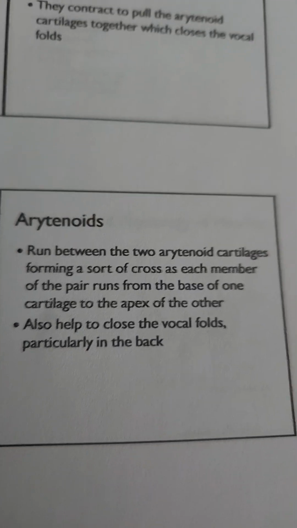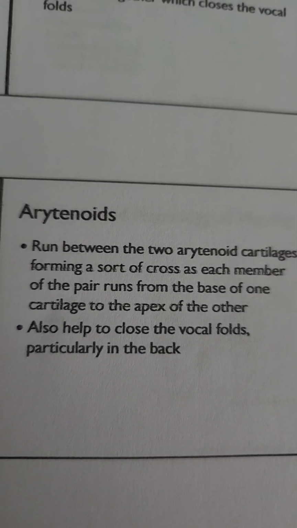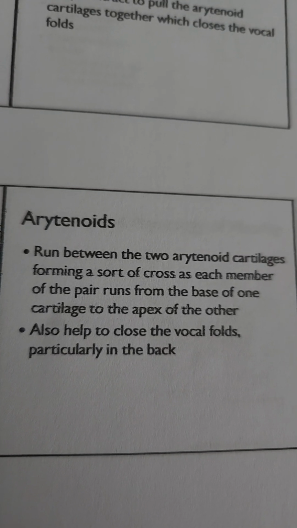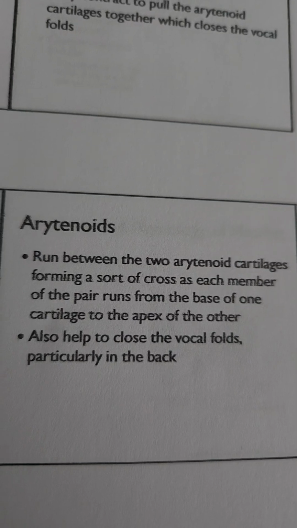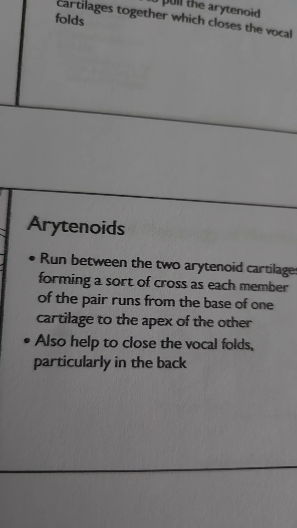The arytenoids run between the two arytenoid cartilages, forming a sort of cross as each member of the pair runs from the base of one cartilage to the apex of the other. They also help to close the vocal cords, particularly in the back.